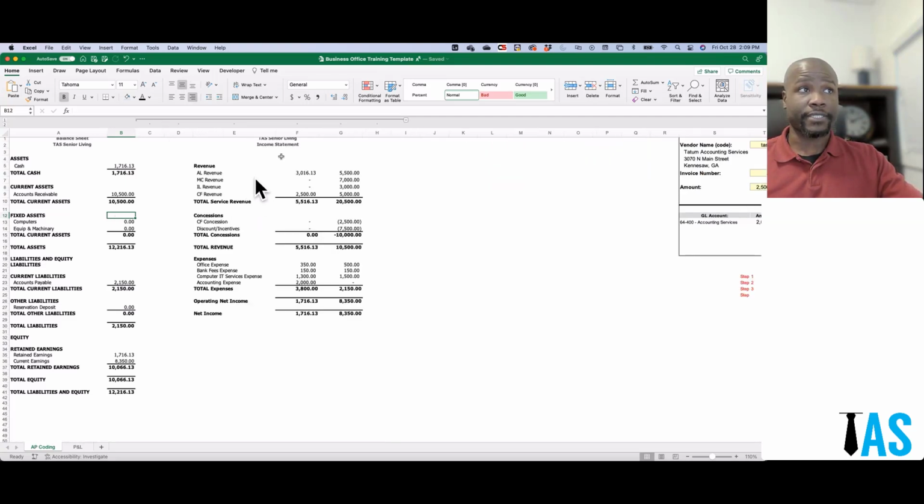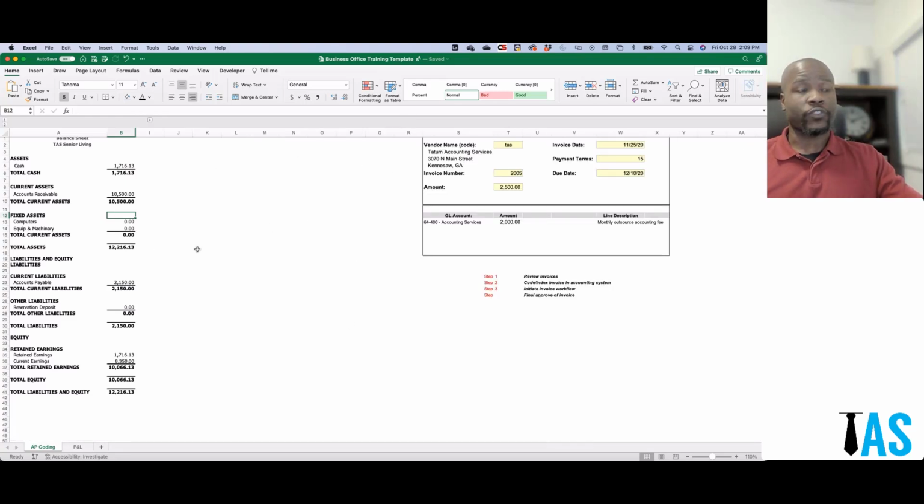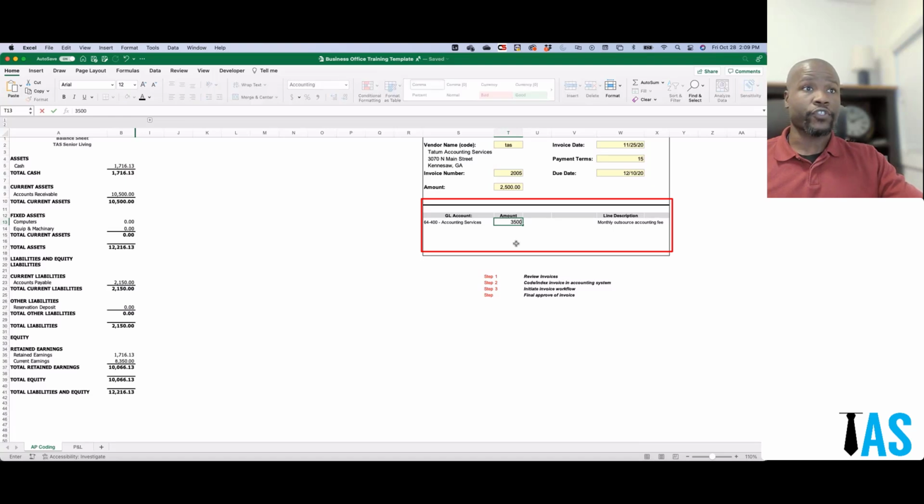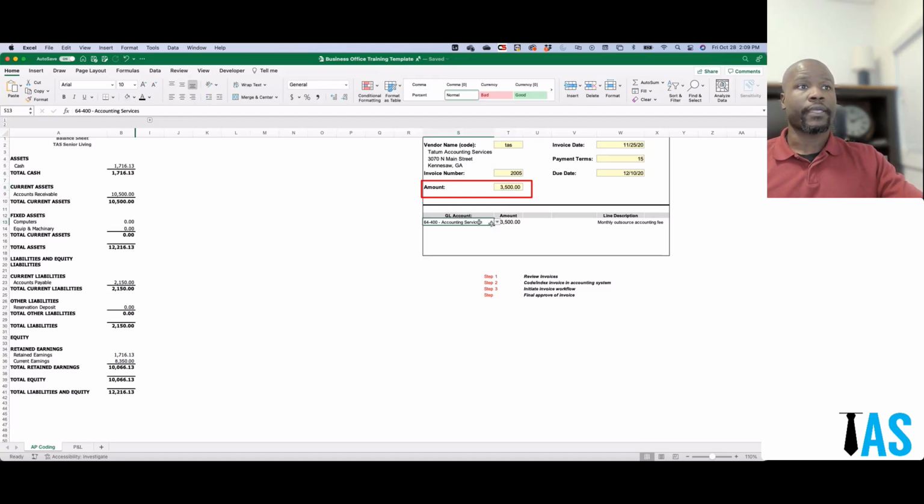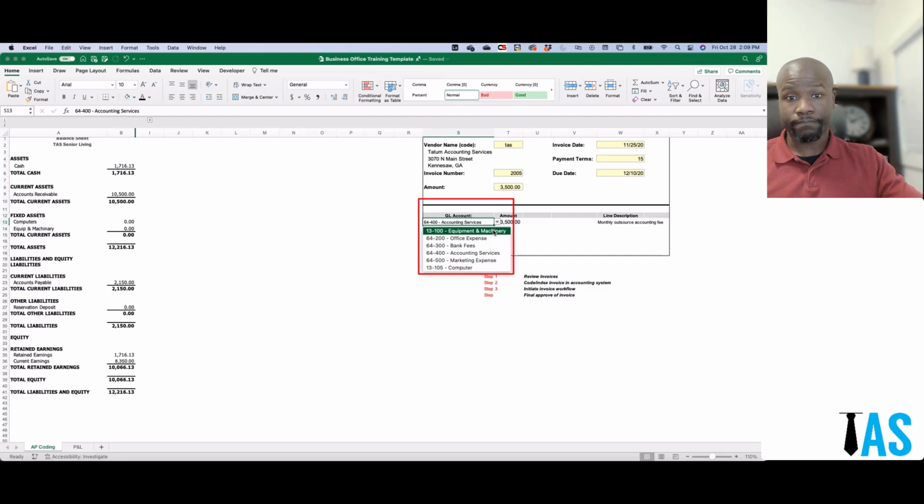Okay, because once it hits that threshold, we're not hitting the income statement, so we're not going to impact NOI. We're saying that it's going to hit the balance sheet. So in this case, say we bought some machinery for $3,500 is our amount. We're going to index appropriately, and we're going to code appropriately. It's a fixed asset. We don't want to put it on the P&L, so we don't want to miscode it.